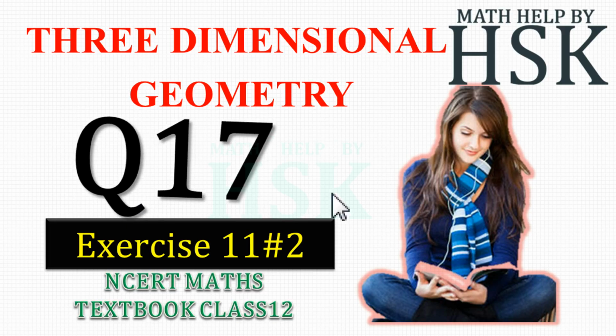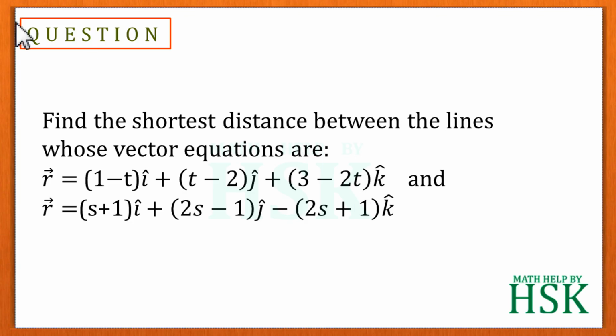Taking question number 17 of exercise 11.2 of 3-dimensional geometry. The question is, find the shortest distance between the lines whose vector equations are r equals (1 minus t) i plus (t minus 2) j plus (3 minus 2t) k, and the second equation is (s plus 1) i plus (2s minus 1) j minus (2s plus 1) k.